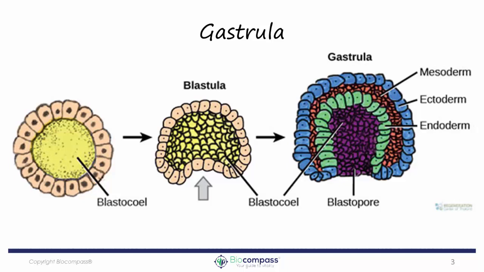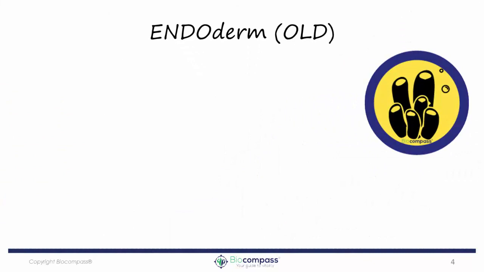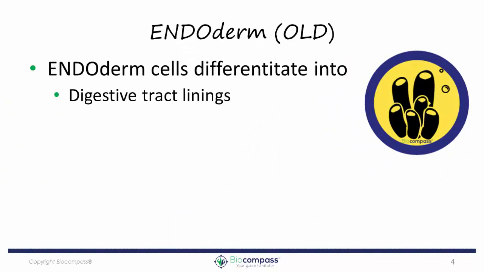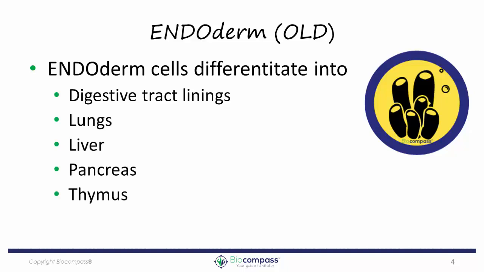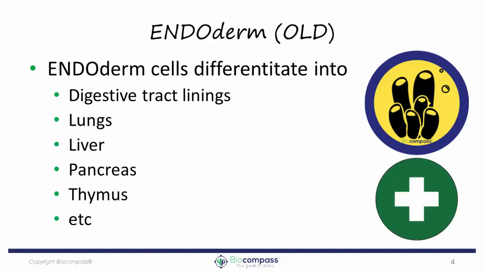Each of these 3 layers, these root layers, eventually develops into a set of very specific tissues. So the endoderm, which is part of the older tissues, differentiates into the linings of the digestive tract, the stomach, the intestines, and into the lungs. They become lung cells, liver cells, pancreas cells, thymus cells, etc.